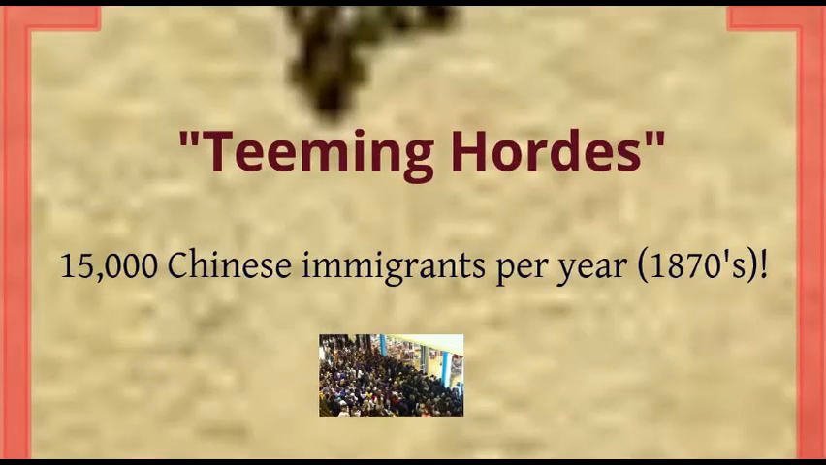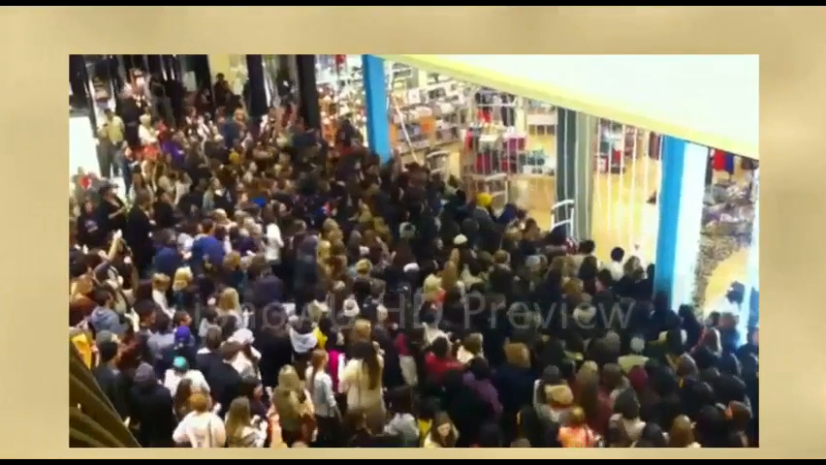And so at this point, the Chinese will be described as teeming hordes. You're talking about 15,000 Chinese immigrants coming per year in the 1870s. It's a number that's pretty astounding for this time period. And you're talking about people that are virtually an unknown group. And so it's a very foreign and alien group that start to flood into the United States. And I'm sure it didn't look like this, but this is sort of what the fear was as far as what America thought it would be when the Chinese would arrive.